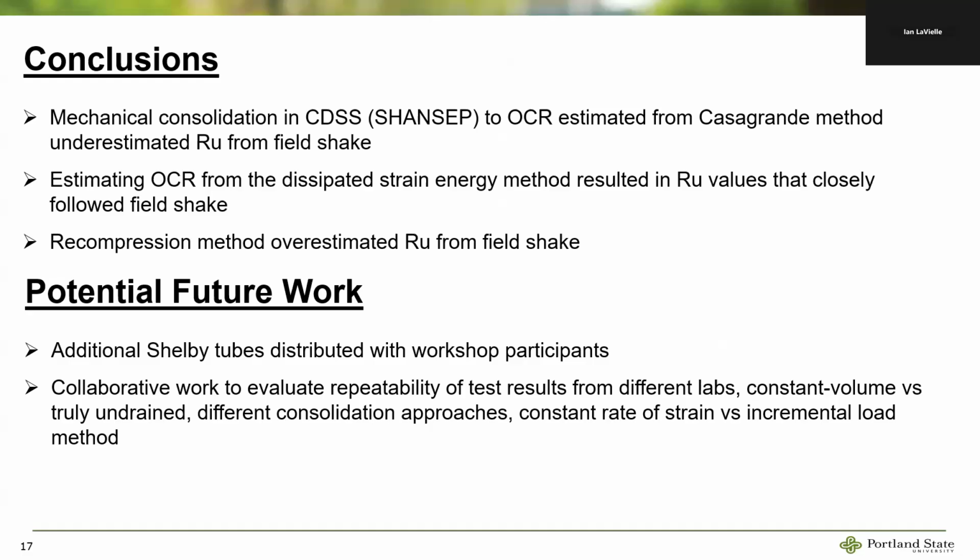Different consolidation approaches. You can come up with many different ways of doing recompression and also SHANSEP. So there are other ways that you can look at it. The consolidation device that we have at PSU is the incremental load. We don't have a constant rate of strain, but that might be another potential thing to do with these new Shelby tubes, to look at the constant rate of strain and see what kind of OCRs and preconsolidation stress you can come up with.